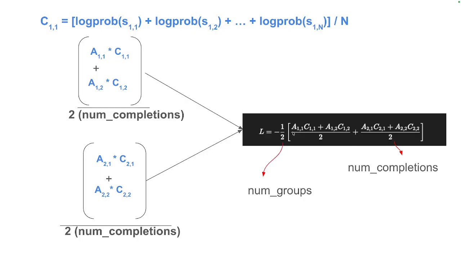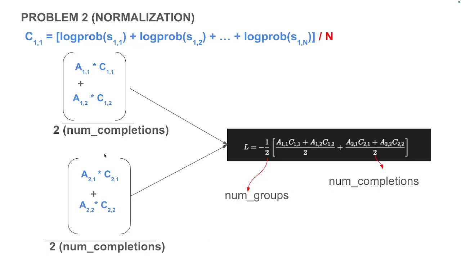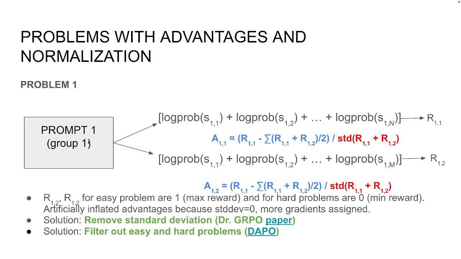And so we discussed in detail the GRPO loss. Okay, let's discuss some of the problems with our advantage calculation and the normalization that we did for GRPO. So problem one: this is our prompt, and we had two completions from our prompt with multiple tokens, and we calculated the advantage by taking the reward, subtracting the mean, and then dividing by the standard deviation.